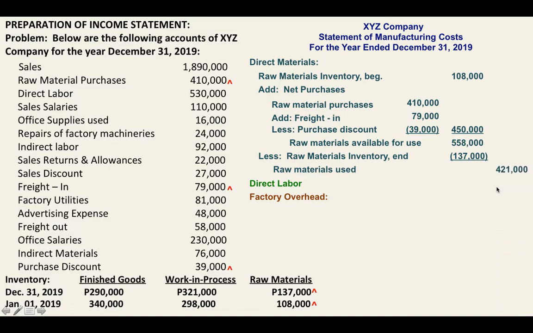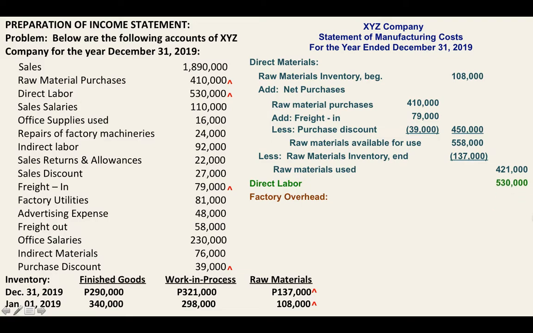Okay, by the way, class, again, I would like to emphasize that it's up to you whether you want to enclose it in parentheses since it is already a deduction, you can do that, or not enclose it. But in this situation, like getting the net purchases, it is important that you enclose it in parentheses so that your mathematical calculation will be correct. Okay. So here now the direct labor. So let us take a look. Oh, here this is the direct labor of 530,000.